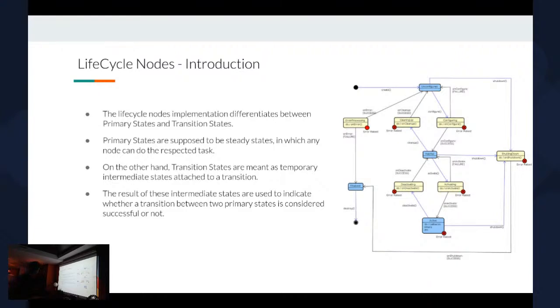On the other hand, the transition states are only temporary, they are represented in yellow, and they are attached to some kind of transition. For example, your node starts in the unconfigured state and then you do some kind of configuration; that configuration happens in these transition states, and then they return either a success or a failure. Based on this success or failure, your node will change state.